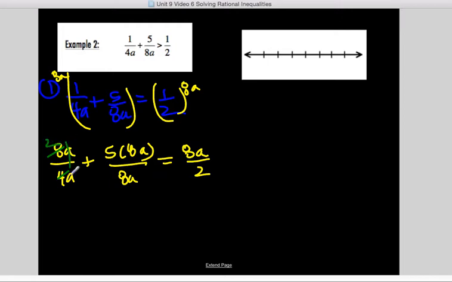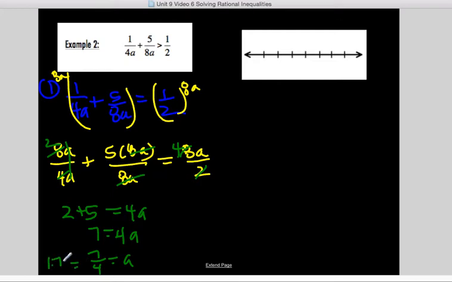Simplifying, this gives me 2. My a's cancel. The 8a's cancel, and this gives me 4. So I get 2 plus 5 equals 4a. So I would add, I have 7 equals 4a, divide by 4. So 7 over 4 is a, which is also equal to 1.75. Okay, so a is 1.75.